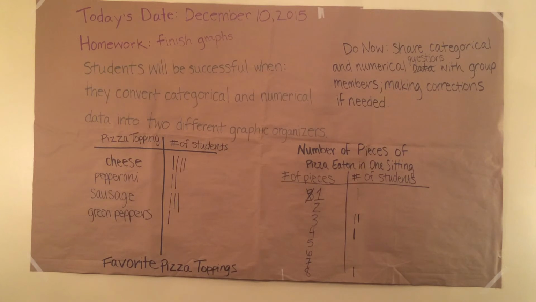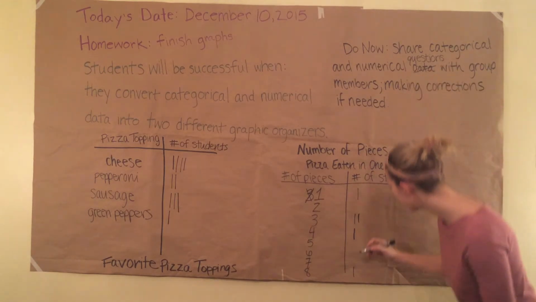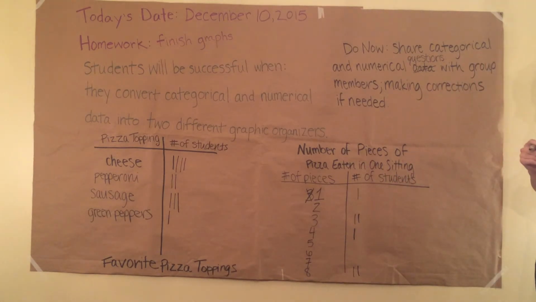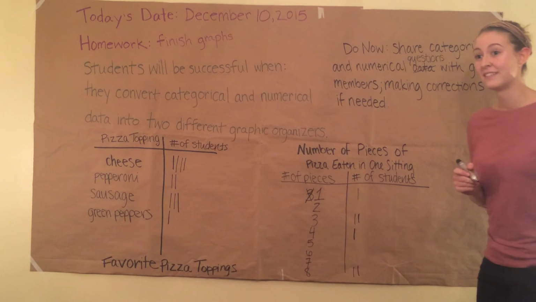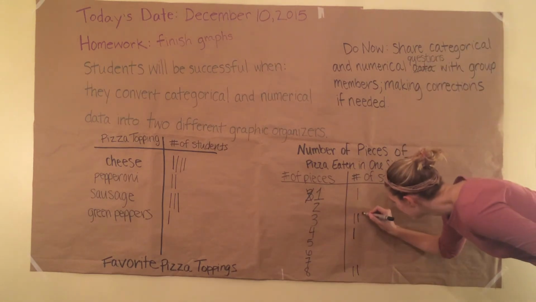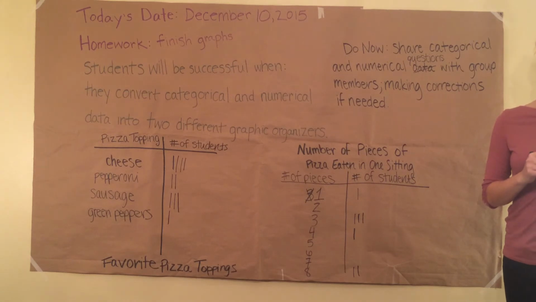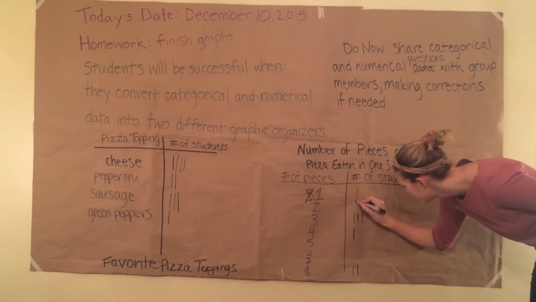Yeah, what about you? 8? Oh my gosh, I don't know how you guys can do this. I guess you're growing. All right, we need some more students to participate, some people that haven't raised their hands yet. Thank you. You could eat 3. All right, that's a popular one. Yes. 2 pieces. All right.